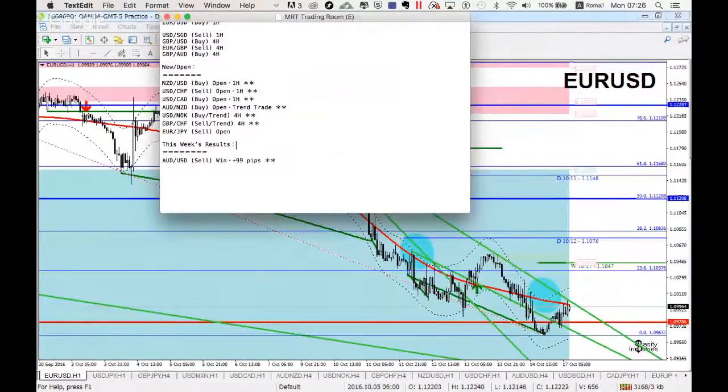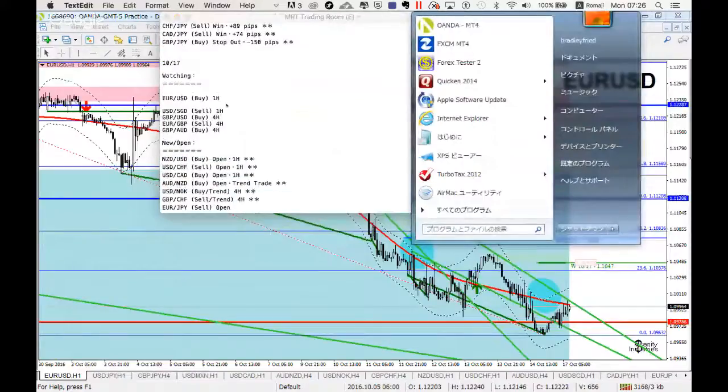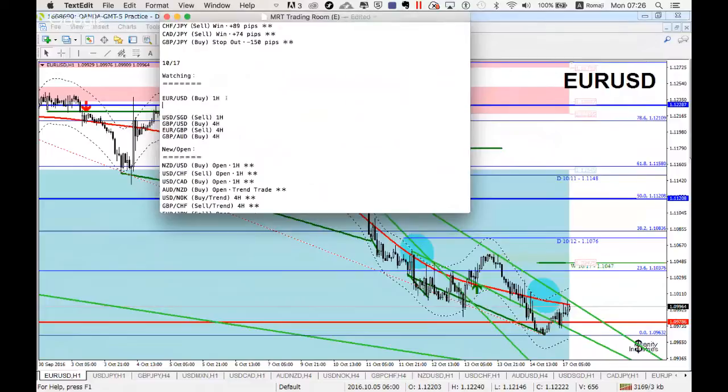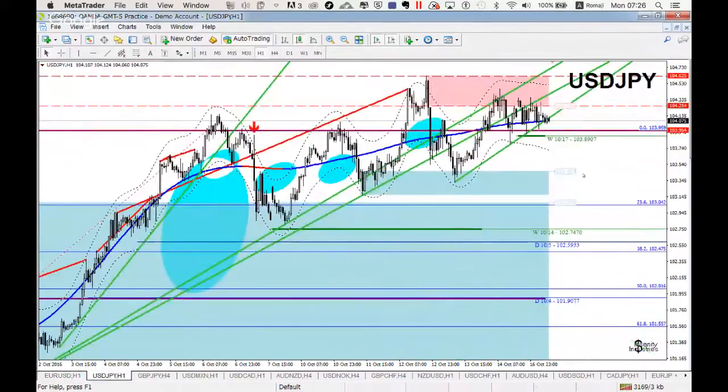So let's see, let's just update our list here. We had euro dollar buy. That's still in the offing. I'm still watching on the 1 hour chart. Dollar yen, this is the other one. This gave us some trouble last week. We had a sell signal. I sold it. It stopped out.